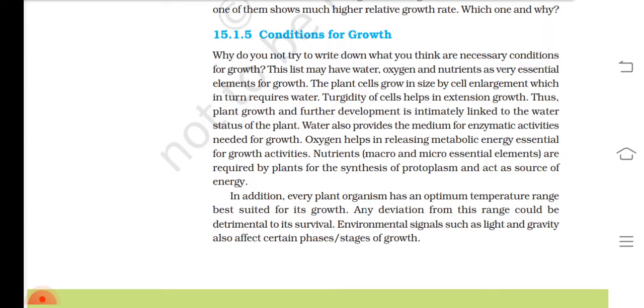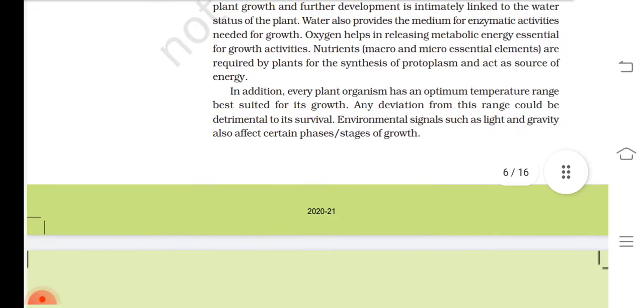Thus, plant growth and further development is initially linked to the water status of the plant. Water also provides the medium for enzymatic activities needed for growth. Oxygen helps in releasing metabolic energy essential for growth activities. Nutrients, macro and micro essential elements, are required by plants for the synthesis of protoplasm and act as a source of energy.